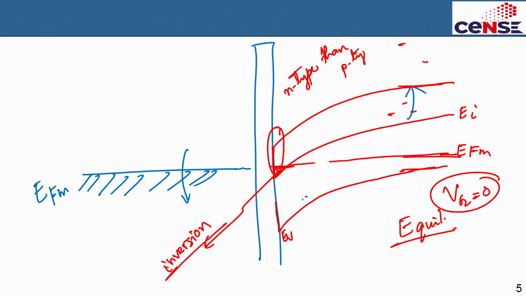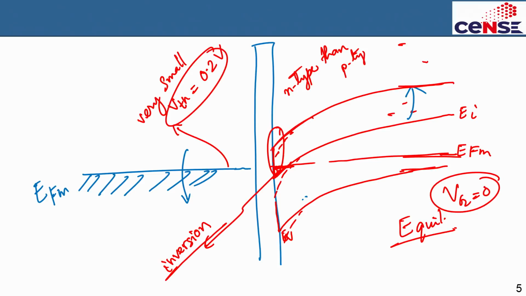So to get strong inversion, you just have to mildly bend the band more, which means you have to apply a very small positive bias. Maybe your threshold voltage now will become only 0.2 volt as opposed to 1 volt before. I'm just giving an example. What I mean to say is that your threshold voltage has become smaller because it's already like this. So this band bending that has happened here is actually because of the metal semiconductor work function difference, which was phi ms. So you are essentially bending the band by phi ms.